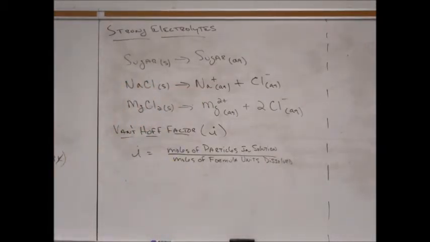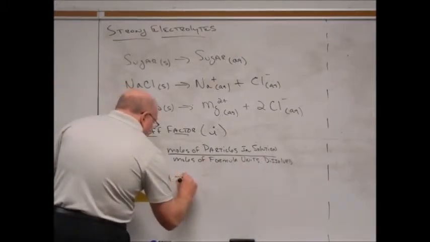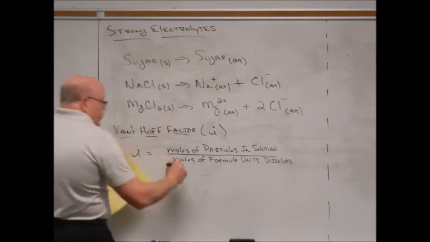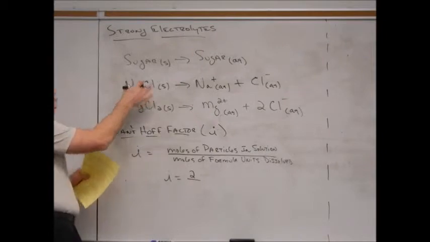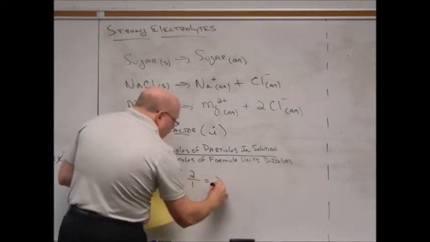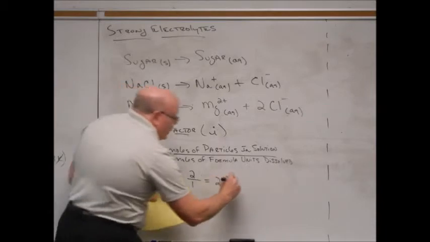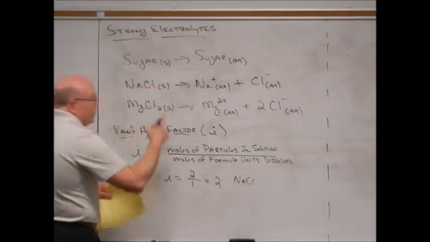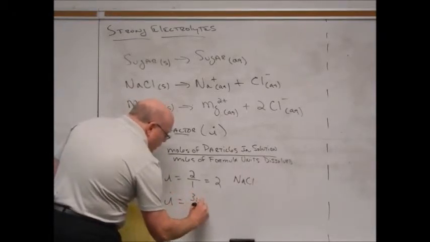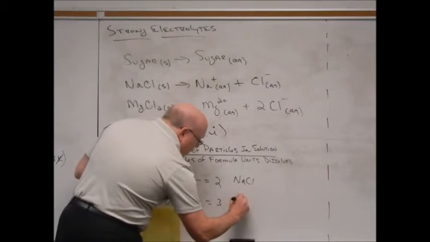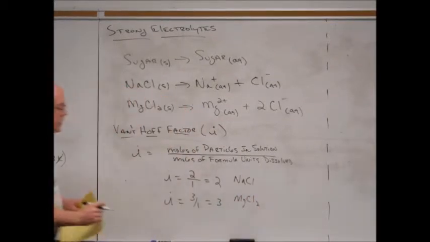In the case of sodium chloride, the number of particles released in solution is 2, and the number of the initial starting units, sodium chlorides, is 1. The Van't Hoff factor for sodium chloride is 2. We do the same thing for magnesium chloride. It's 3 to 1. So really the Van't Hoff factor is just a mathematical representation of how much gets loose, how many it produces.